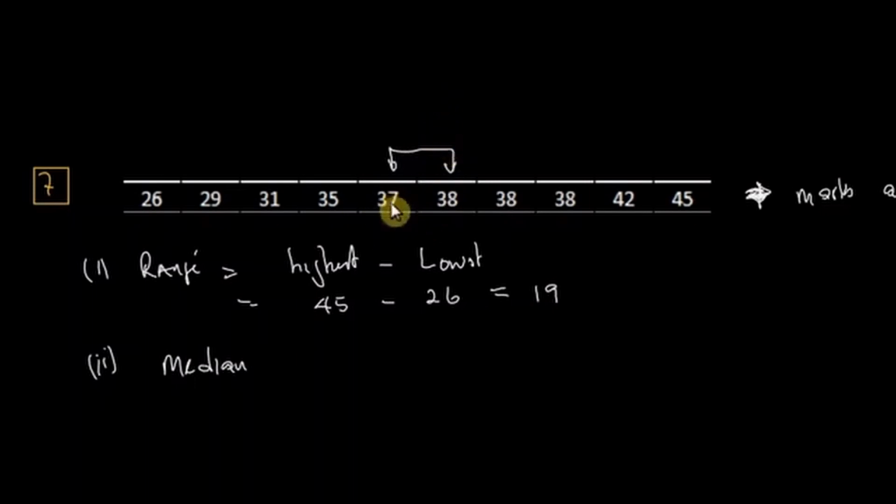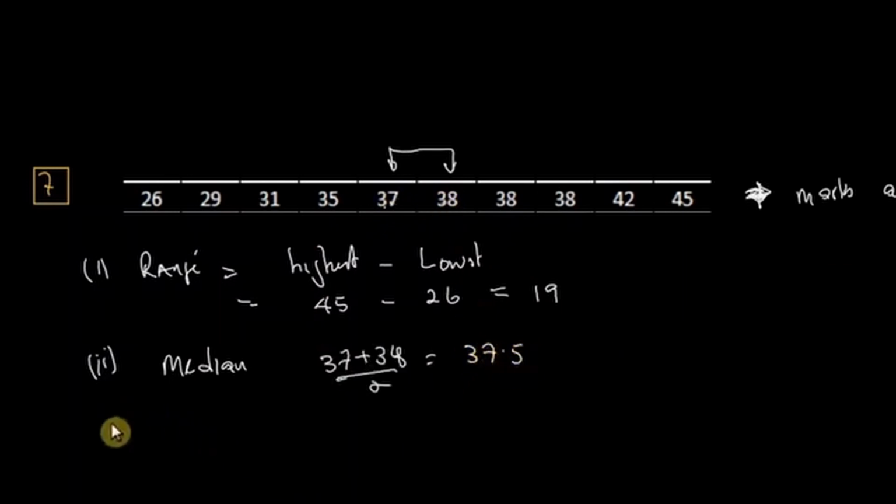So we would take the average of these 2 because these are the 2 marks that are now in the center. If we don't have a single mark that's in the center, we'll take the 2 marks that are in the center. How do we know this? If we have an odd number of data, then we'll have a single mark. If we have an even number of data, then we'll have to take the average of the 2 marks that are in the center. So the average of 37 and 38 is equal to 37.5.